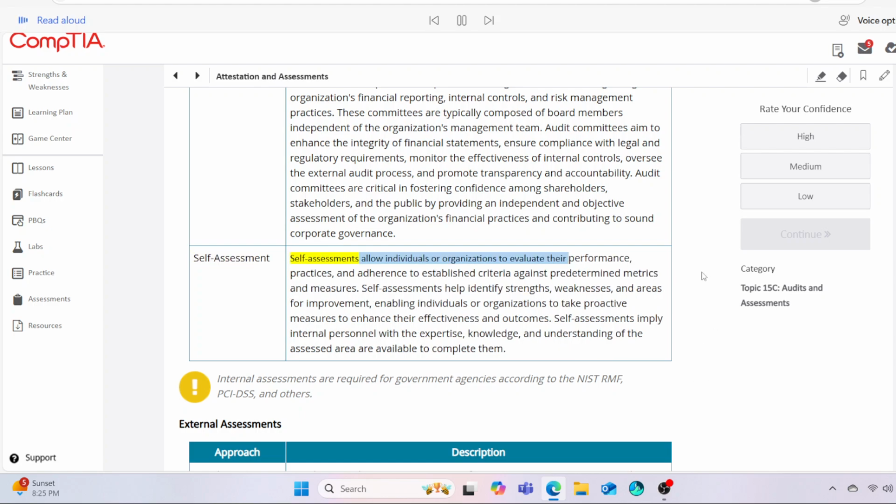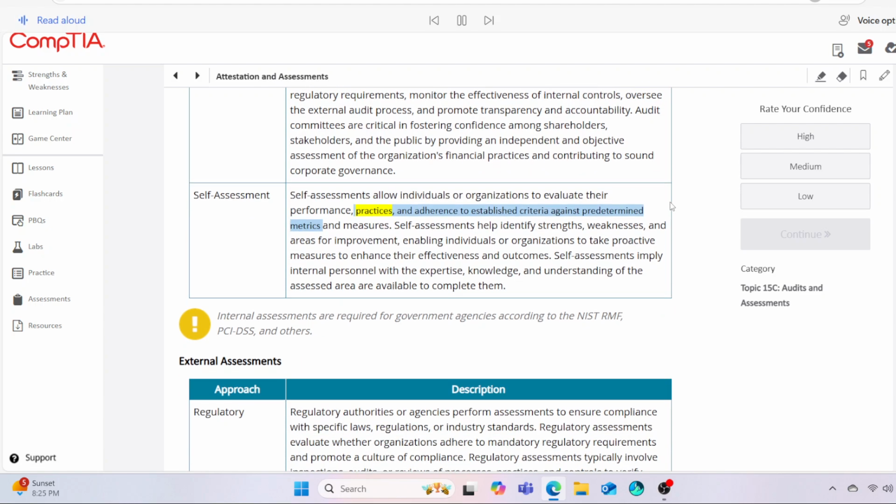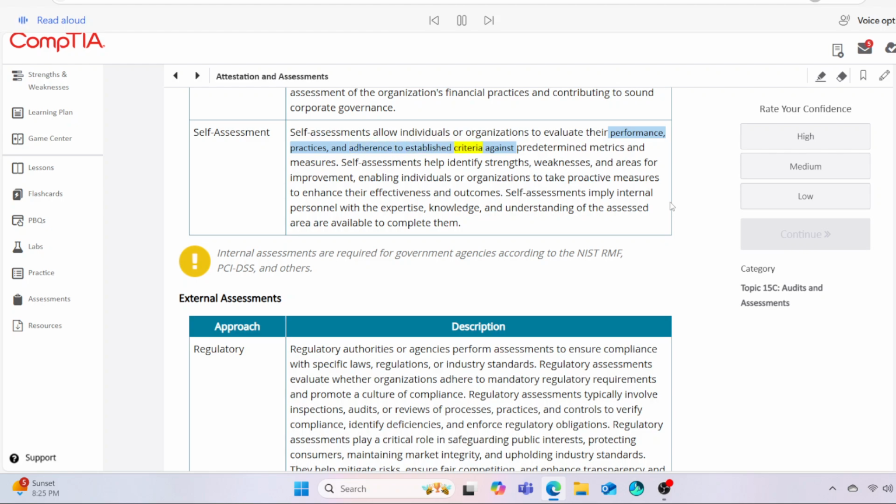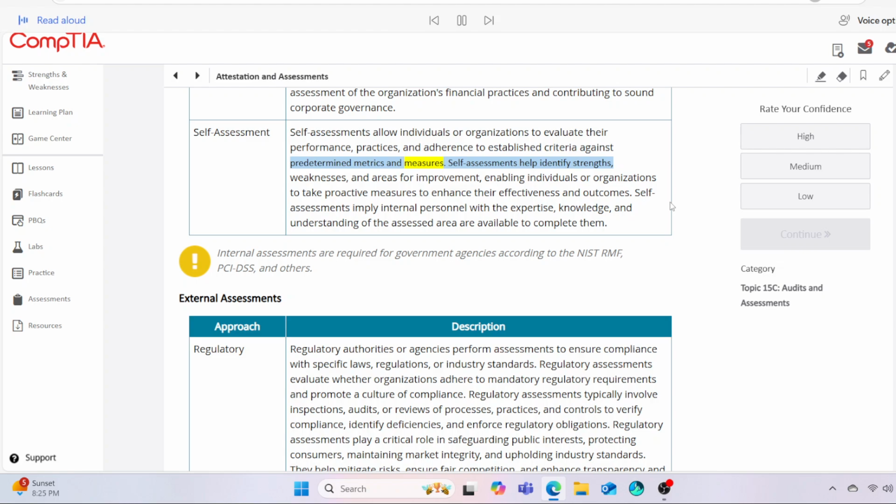Self-assessment. Self-assessments allow individuals or organizations to evaluate their performance, practices, and adherence to established criteria against predetermined metrics and measures. Self-assessments help identify strengths, weaknesses, and areas for improvement, enabling individuals or organizations to take proactive measures to enhance their effectiveness and outcomes. Self-assessments imply internal personnel with the expertise, knowledge, and understanding of the assessed area are available to complete them. Internal assessments are required for government agencies according to the NIST RMF, PCI-DSS, and others.